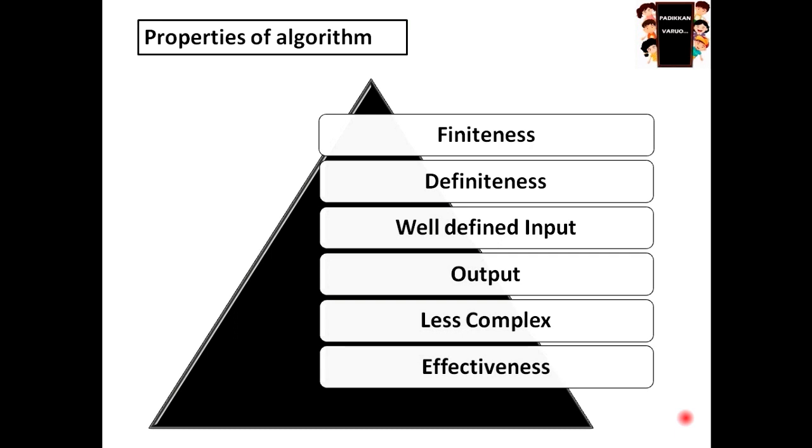The next important property is well-defined input. In order to perform an operation, we definitely need the help of inputs or values or quantities. The values or the inputs that we enter into the algorithm must be in a clear, well-defined format. The next point is output.